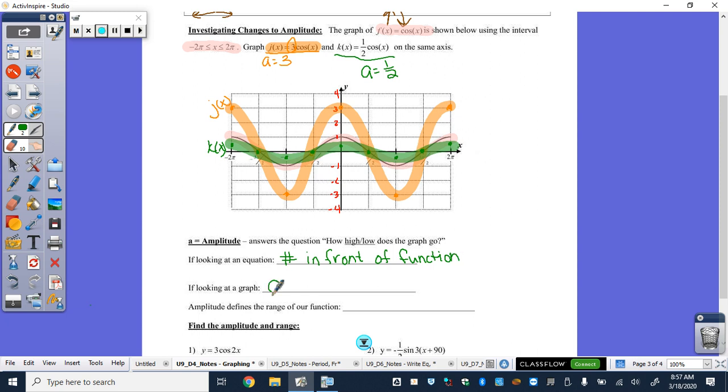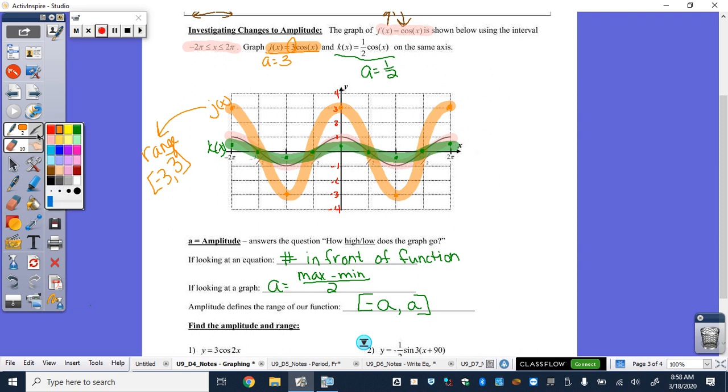If you're looking at the graph, you would figure out your amplitude by doing your max minus your min and dividing it by 2. That is how you would find your amplitude. And then amplitude defines our range, negative amplitude to positive a. So if I'm looking at my orange graph up here, my j of x, because my amplitude was 3, my range would be negative 3 to positive 3.